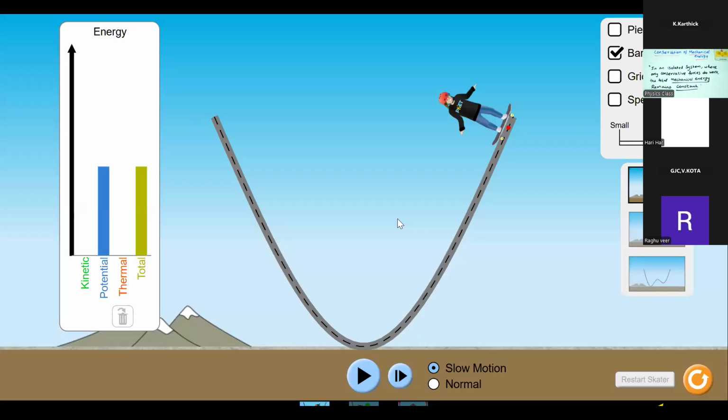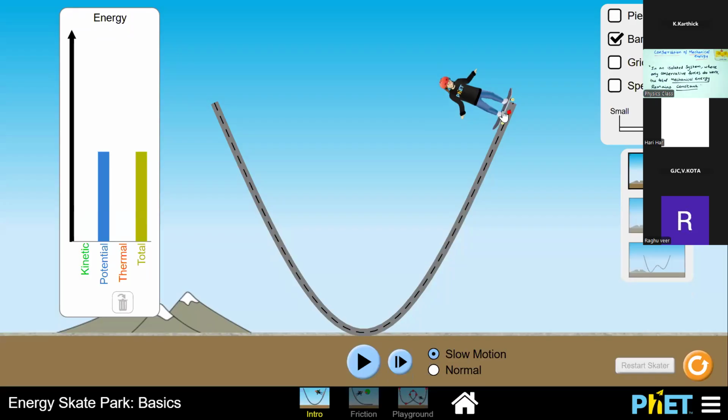Okay. So at the peak of their path, their height is maximum. Already we know that at the peak of their path, their height is maximum, so the potential energy is maximum. And they momentarily slow down, so kinetic energy is minimum. At that instant, kinetic energy is minimum or zero.